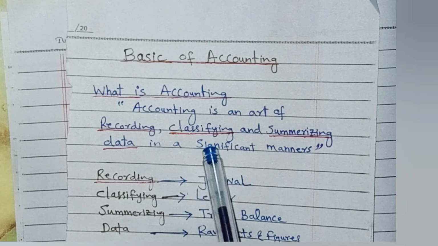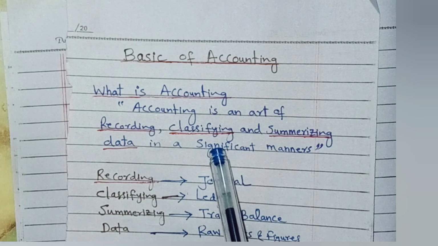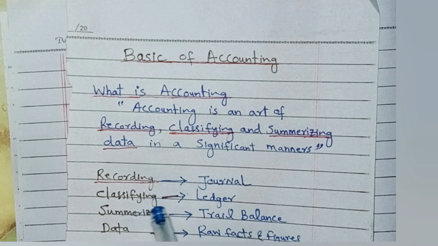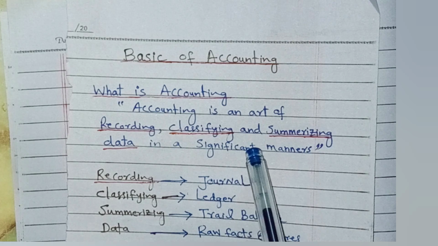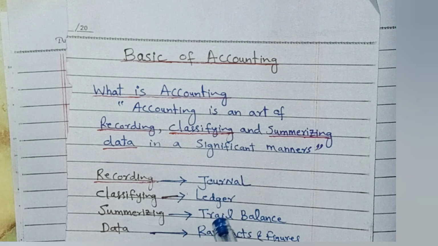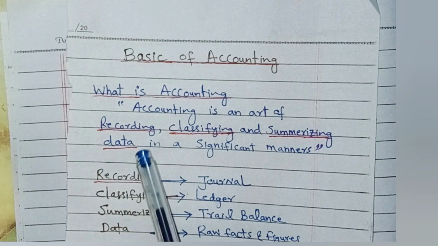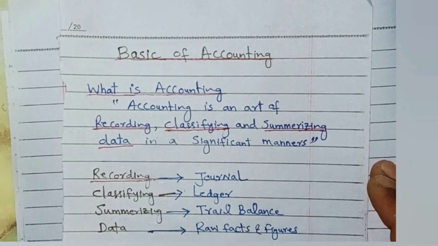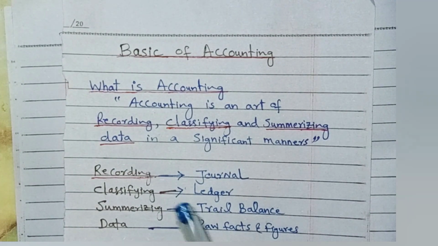Another underlying part of this definition is classifying. What is classifying? Classifying means ledger. It means from journal we will make the ledgers. And summarizing. Summarizing means trial balance. It means from ledger we will make the trial balance. What is the data? Underline point in this definition is data. Data means raw facts and figures.